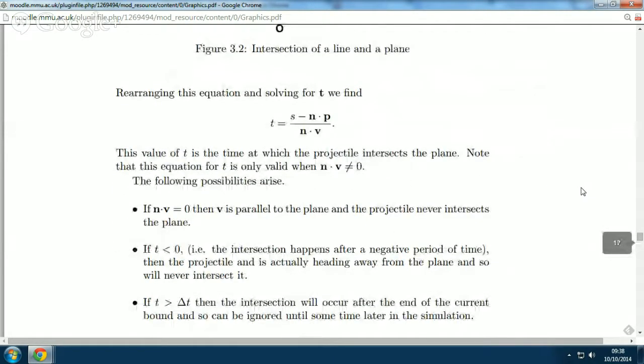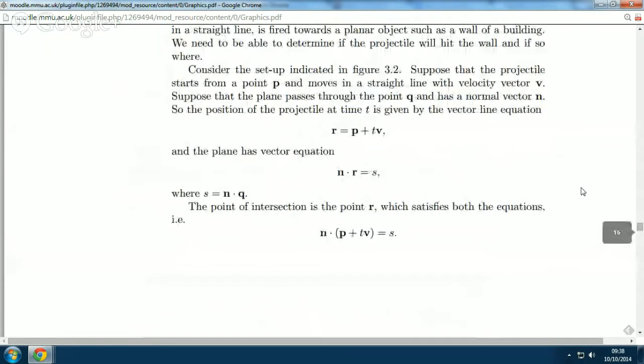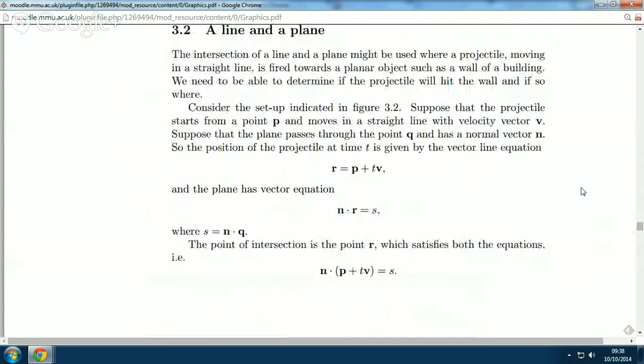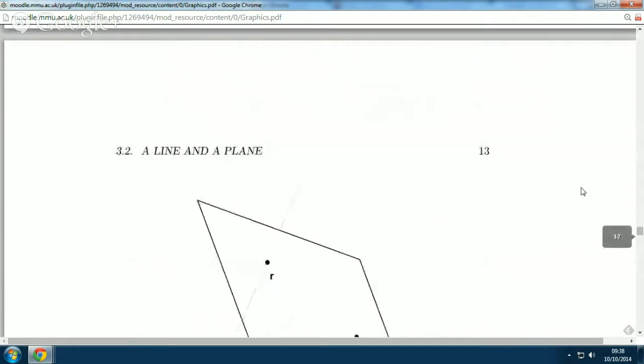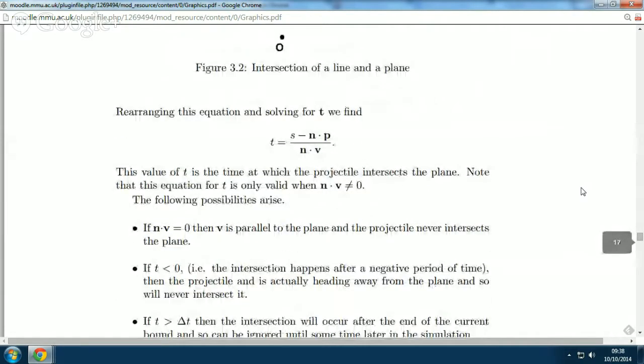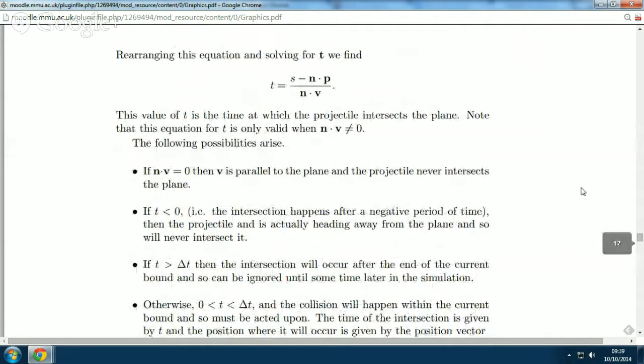And in terms of the algebra, you just expand out. Remember, the dot product distributes over vector addition. So this is n dot p plus t times n dot v equals s. Then that's just a linear equation in t. So you just chuck everything over the other side, and you're left with your solution t. Okay? So the time at which the line intersects the plane is s minus n dot p divided by n dot v.